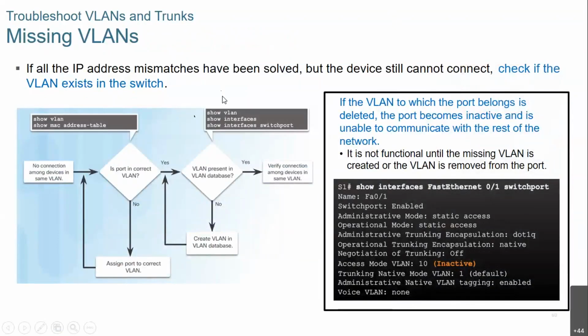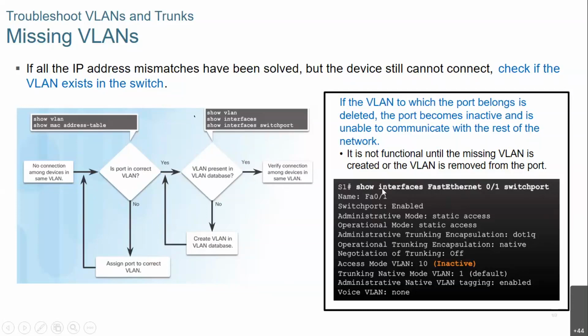So missing VLANs. Missing VLANs are when you forget to create a VLAN or you forget to allow a VLAN. So if all the IP address mismatches have been solved, but the device still cannot connect, check if the VLAN exists. On the switch, how do you check? Show VLAN, show MAC address table, show interfaces switchport. So you can ask, is the port in the correct VLAN? Yes, okay, no problem. And is the VLAN present in the VLAN database? Yes, then we have no problem. But let's say no, then you have to create that VLAN. If the port is in the wrong VLAN, then reassign the port to the correct VLAN.